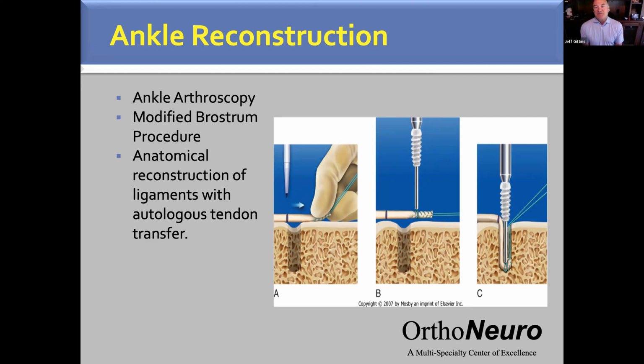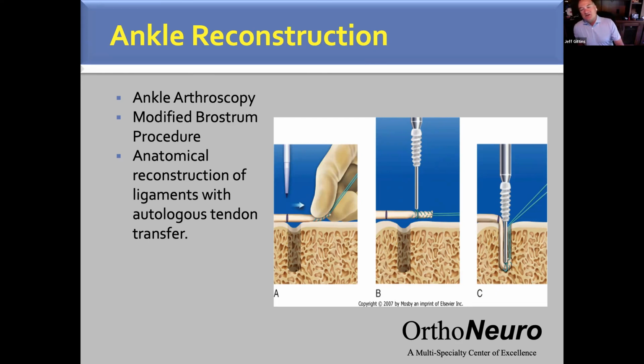The modified Brostrom procedure is a first-line procedure where you reconstruct the ligaments, repair them and tighten them down. Typically, what I'm trying to do in a modified Brostrom procedure is create layers to the ligament as well as the extensor retinaculum to reinforce the repair of the ligaments, but tighten them down to give them more stability. There's an anatomical reconstruction of the ligaments with an autologous tendon transfer, and that's what this little cartoon is trying to depict for you as well.